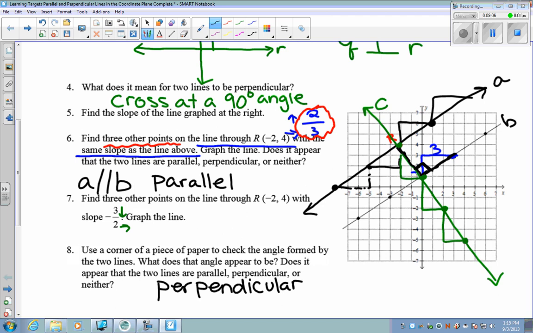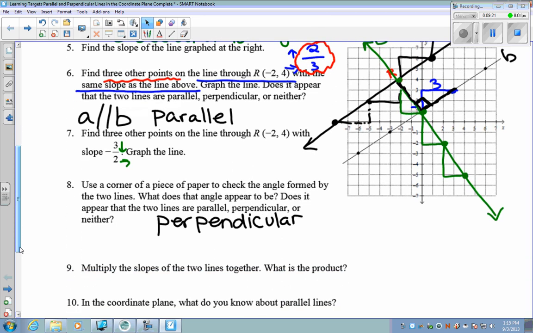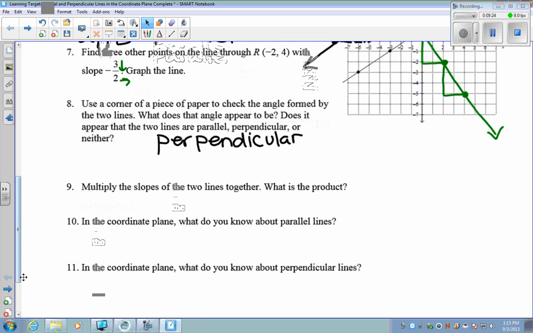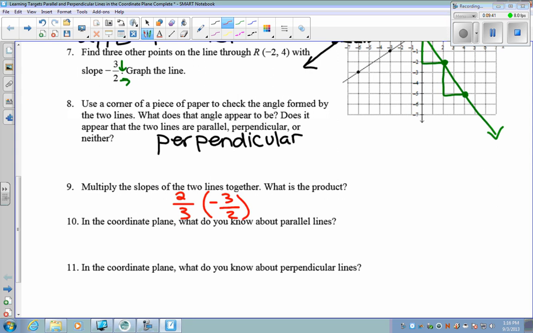Okay, so we know that parallel lines can be drawn. We know that perpendicular lines can be drawn. All right, we were given our slope to talk about to help us with these problems, but there is some conclusions we can make regarding slopes and parallel and perpendicular lines. So let's continue on. Number 9 tells us to multiply the slopes of the 2 lines together. What is the product? So our beginning slope was 2/3. It was given to us, and we used it to find a parallel line. And then the other slope that we were asked to use to create our perpendicular line was -3/2. And we're going to multiply them together.